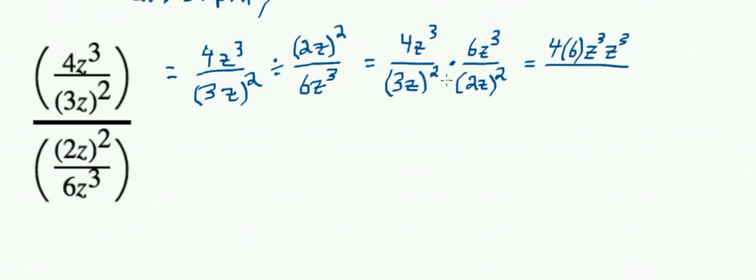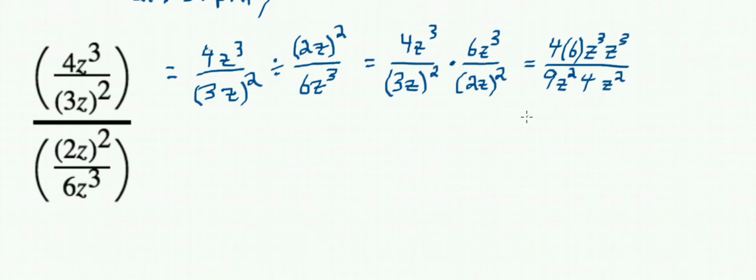Okay, so the exponent distributes over the multiplication. Now I'm just going to go ahead and square the 3. That's going to give me 9, and then z squared. And now this 2 squares this whole quantity. So again, the 2 squares the 2, which is going to be 4, and then I have another z squared.